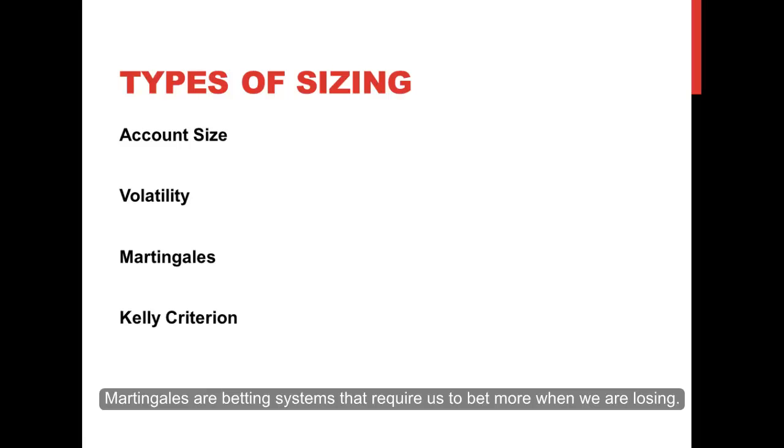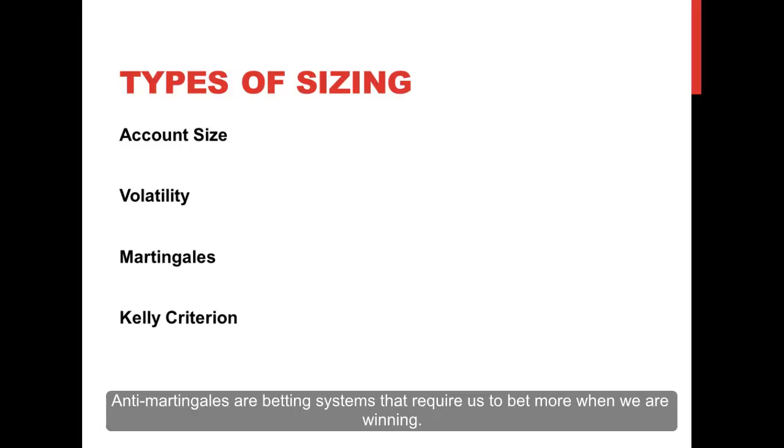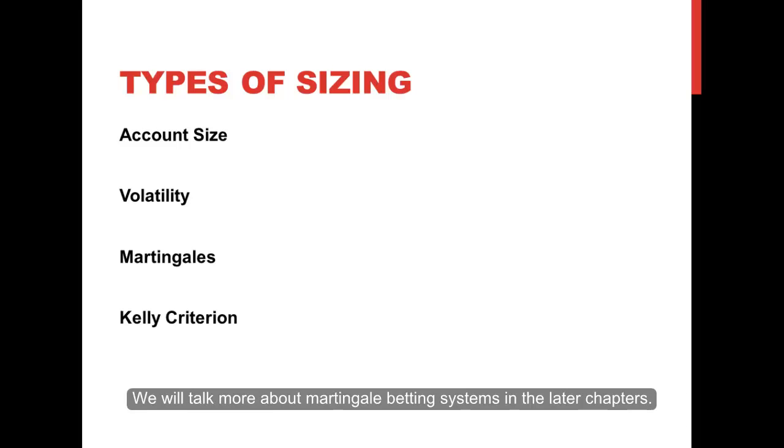Martingales are betting systems that require you to bet more when you're losing. Anti-martingales are betting systems that require you to bet more when you're winning. This martingale is not to be confused with the martingale process in probability theory. We will talk more about martingale betting systems in the later chapters.